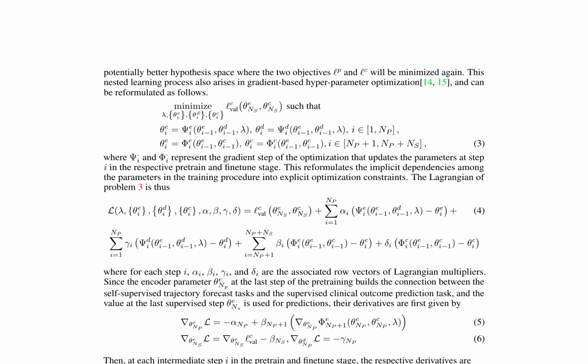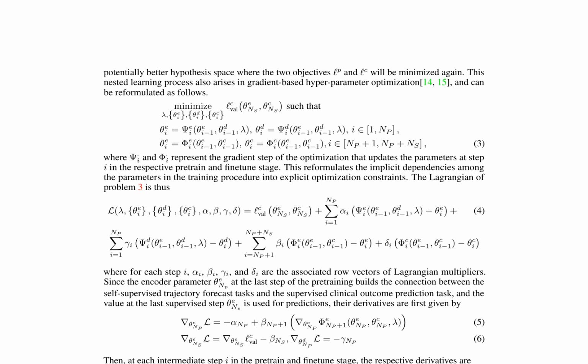The proposed approach reformulates the implicit dependencies among parameters in the training procedure into explicit optimization constraints, utilizing a nested learning process. The goal is to minimize the validation loss of the supervised clinical outcome prediction task, denoted as LC_val, while updating the parameters of the encoder, theta-e_i, and decoder, theta-d_i, through the pretraining and fine-tuning stages. This process can be formulated as a nested optimization problem, subsequently reformulated as a Lagrangian problem with constraints.